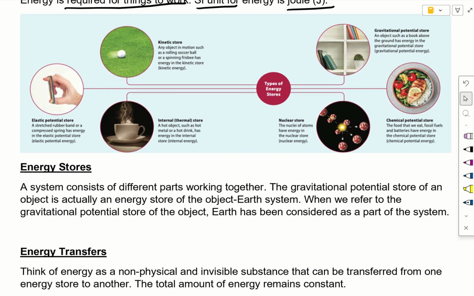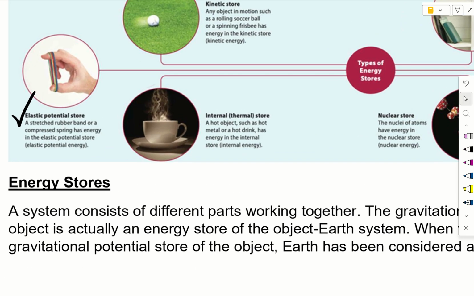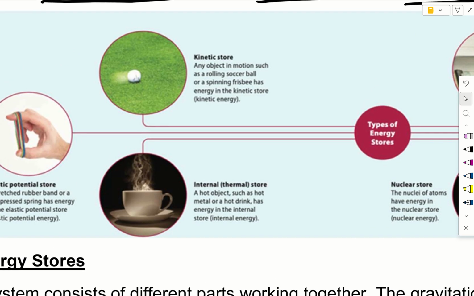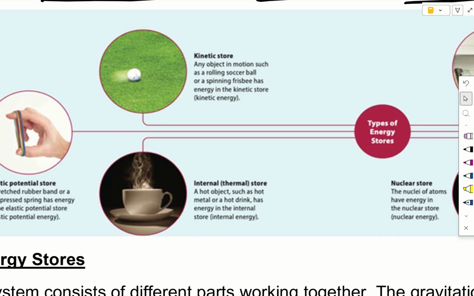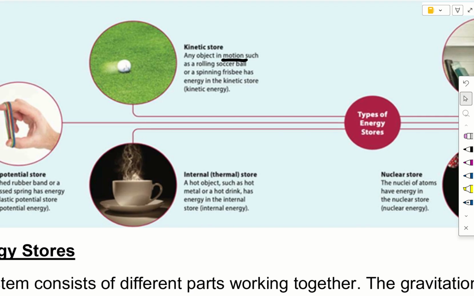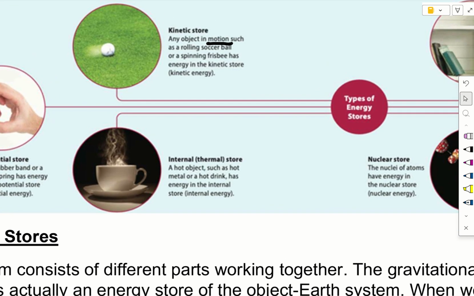The first one is the elastic potential store. For example, a stretched rubber band or compressed spring will have energy in the elastic potential store. Then the next one is the kinetic store. Any object in motion, that means when they are moving. For example, a rolling soccer ball or spinning frisbee will have energy in a kinetic store. We used to call this kinetic energy.